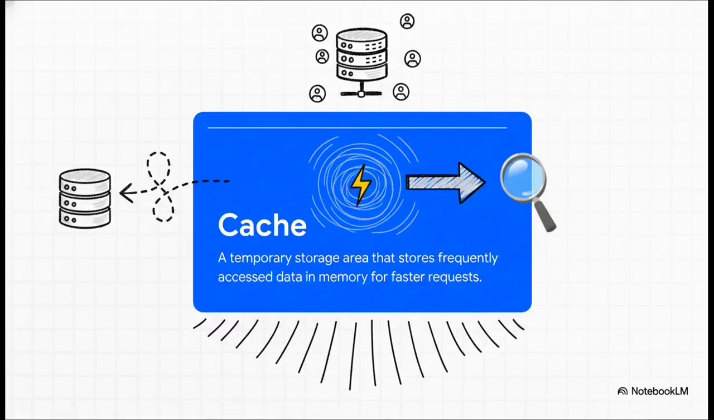Well, the first part of the answer is a cache. Think of a cache as your system's super fast short-term memory. Instead of going all the way back to the database every time, which is kind of slow, the app first checks the cache. If the data it needs is right there, it gets it back instantly. And when I say instantly, I mean it. It's a massive speed boost.